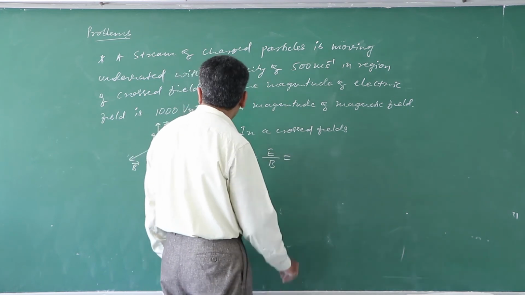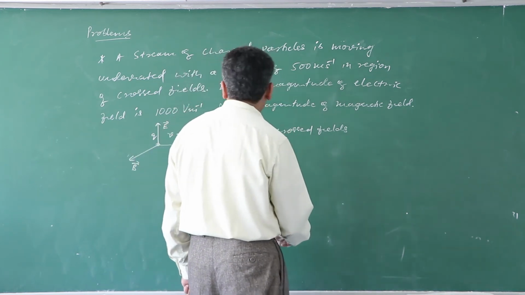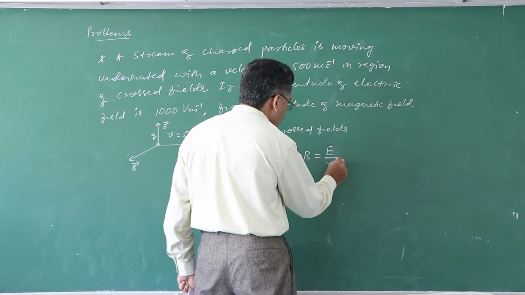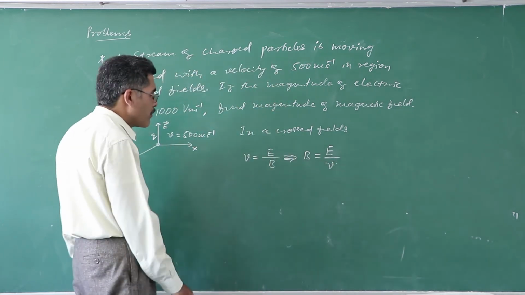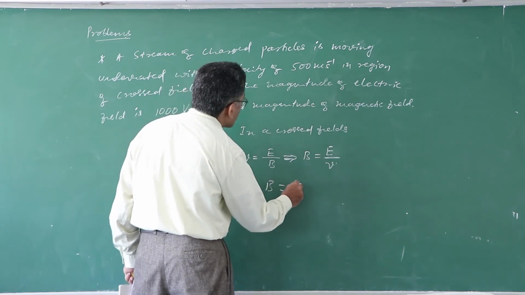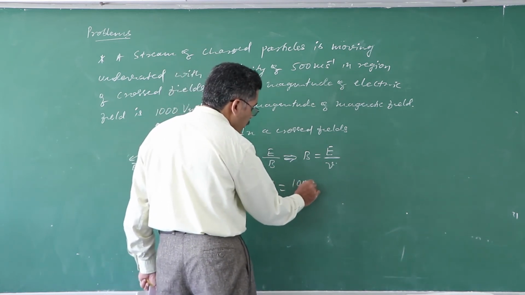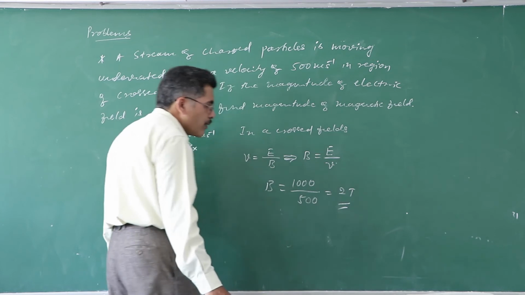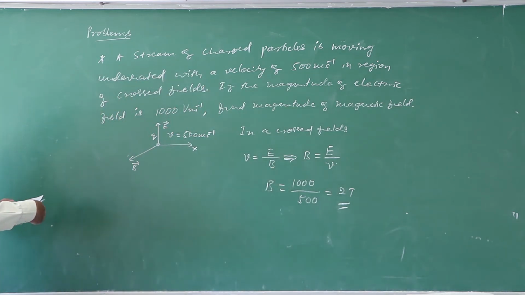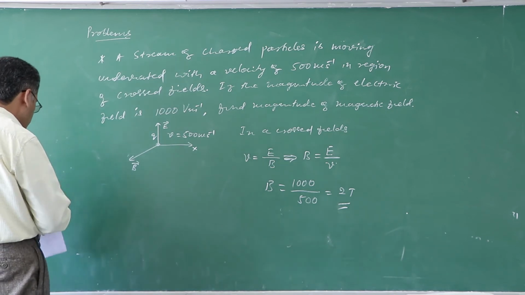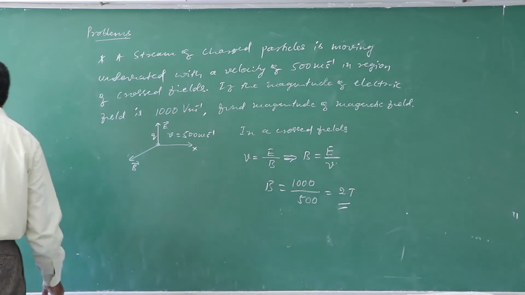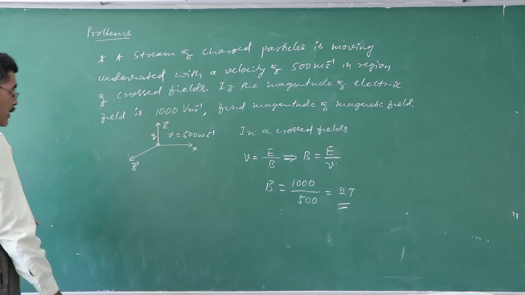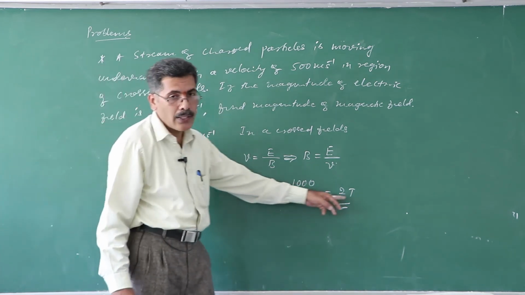So E is equal to 1000. This implies B is equal to E by V. We have to calculate the strength of the magnetic field. Therefore, B is equal to E, which is 1000 volt per meter, divided by 500. This comes out to be 2 Tesla. So the magnetic field acting on the charged particle has a magnitude of 2 Tesla, right?